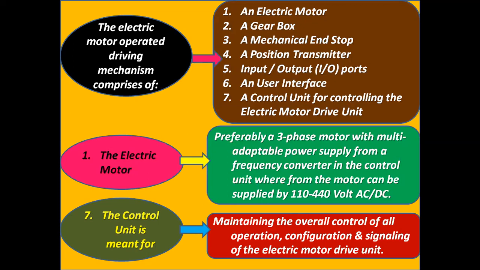The electric motor operated driving mechanism comprises of 1, an electric motor. Number 2, gearbox. Number 3, a mechanical end stop. Number 4, a position transmitter. Number 5, input or output ports, that is IO ports, and user interface. Number 7, a control unit for controlling the electric motor drive unit.